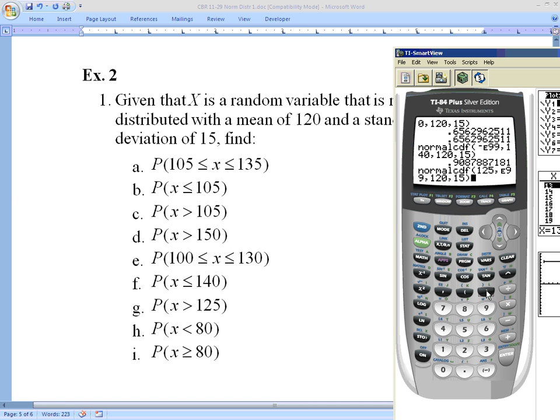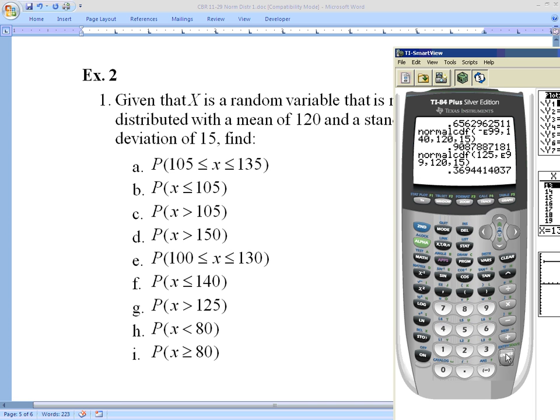And again, 125 was just barely more than the mean. So this has to be less than 50% because less than half the data would be greater than 125. So maybe somewhere around 40%, give or take. And yeah, it's a little less than that. So 36.9% of our data would be located above 125. And we can do the same thing for the 80s.